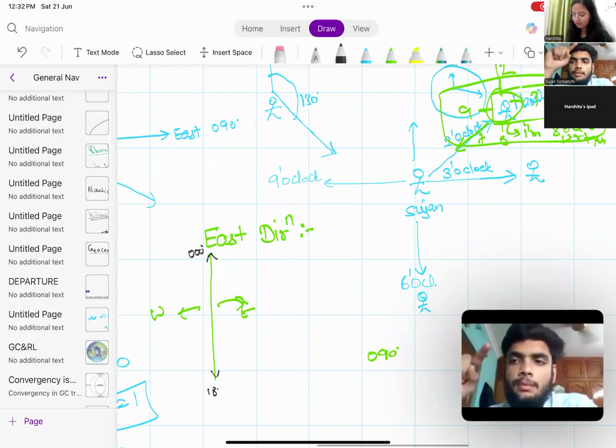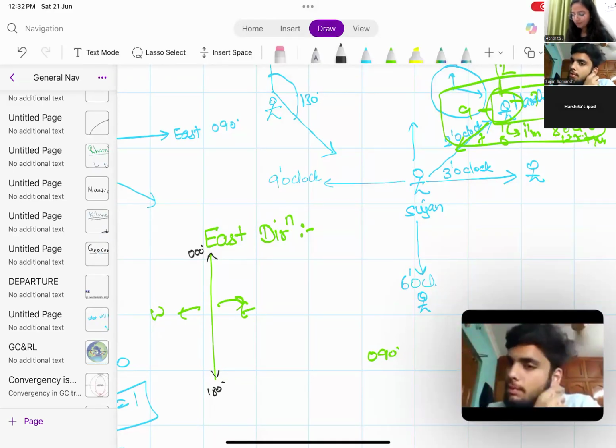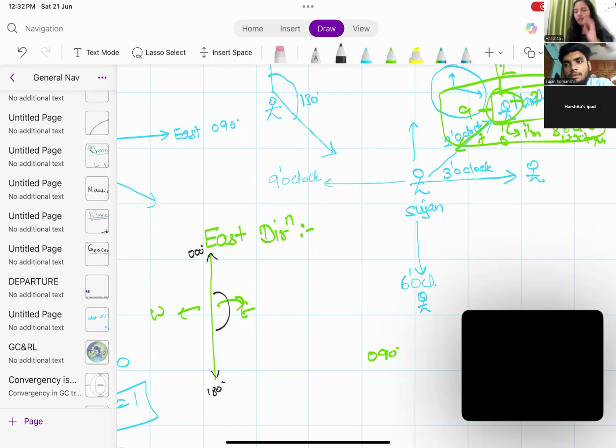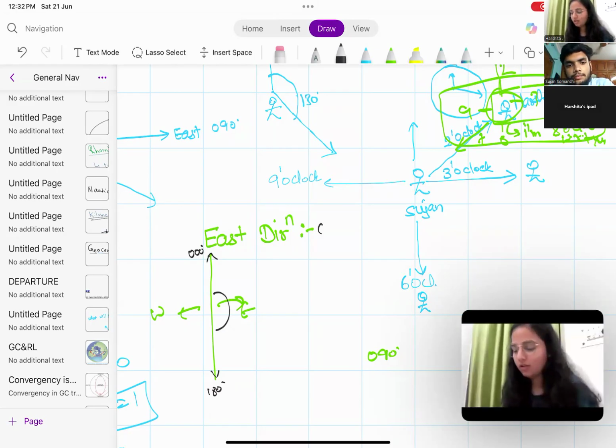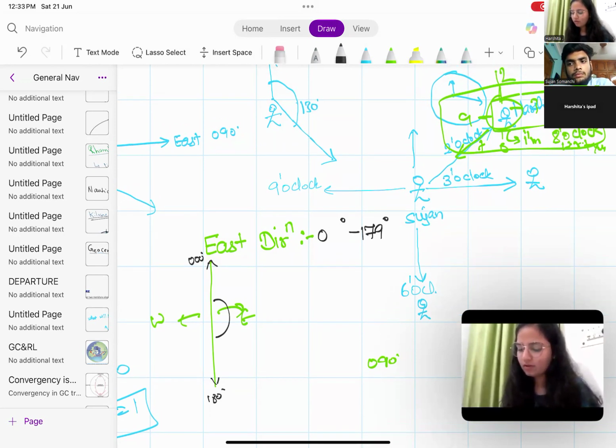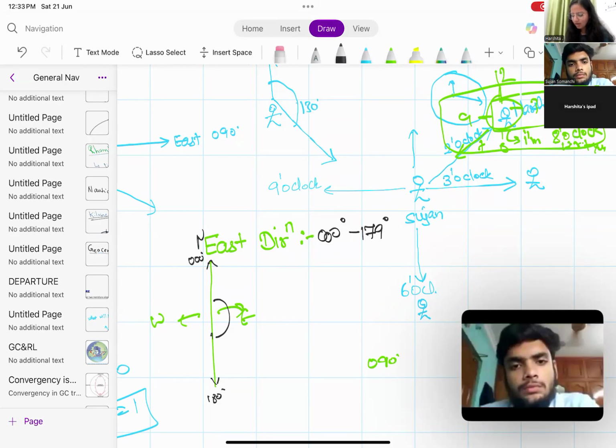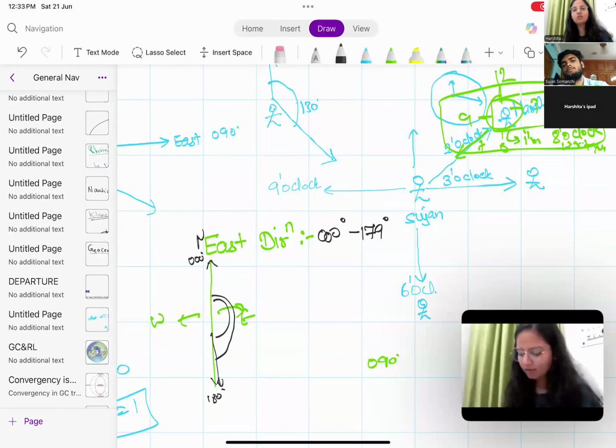Traveling from 0 degree to 90 degrees, we say we are traveling from north to east. If you are moving in the east direction, you are going between 0 degree and 179 degrees, from north till this angle of 179. This direction is known as the east direction. This means you are going towards the east.